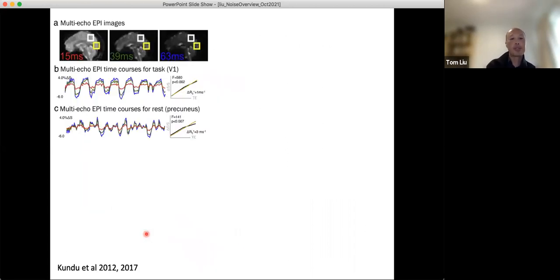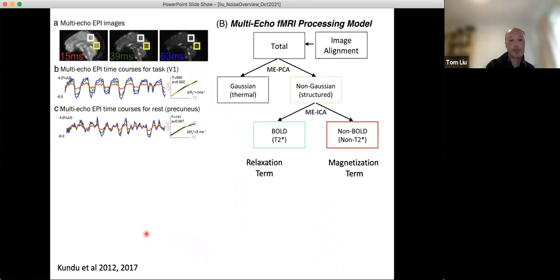A very nice example of that is the multi-echo ICA method introduced by Kundu in 2012 and later developed in other papers. The basic idea is that you acquire data at different echo times, in this case 15, 39, and 63 milliseconds. You do some processing, including some PCA and then some ICA, which tries to break the data into independent components. Once you have those components, you can ask which of them have a dependence on echo time, and those would be in the relaxation term. And then you can ask which are fairly independent of echo time, and those could be the magnetization term.